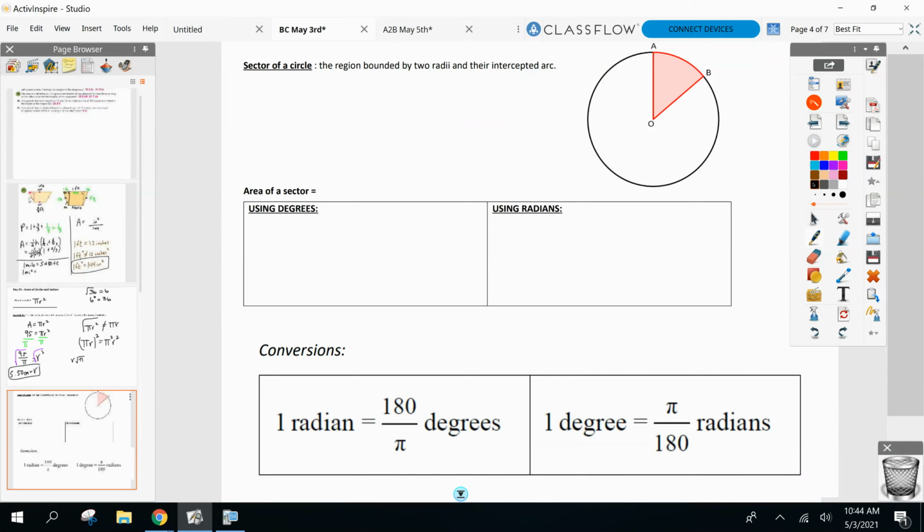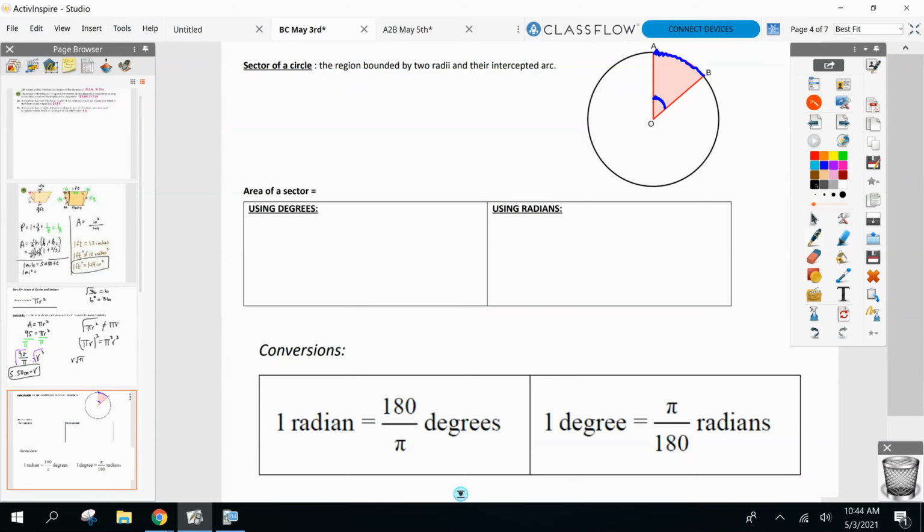God forbid. All right, sector of a circle. We're going to find a piece of the area of the circle, so it's not going to be the full pi r squared. I don't need the full area, I just need part of it. Last unit, I had you find the length of an arc, and we had two formulas: one if your central angle was in degrees, and one if it was in radians. Same thing with the sector.